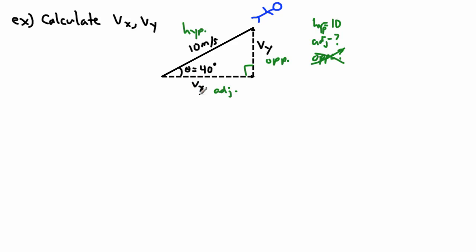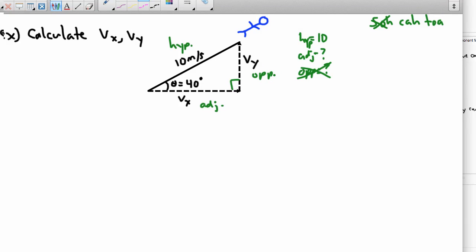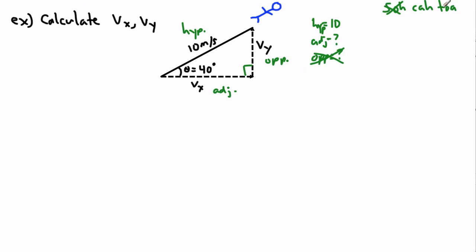So if I want to find this adjacent one, I want to use one of SOH CAH TOA, these trigonometric tricks, that doesn't have opposite in it. In other words, doesn't have an O in it. That means I don't use this one, and I don't use this one. I must use this one. So that's how I know that cosine of theta is going to be adjacent over hypotenuse.